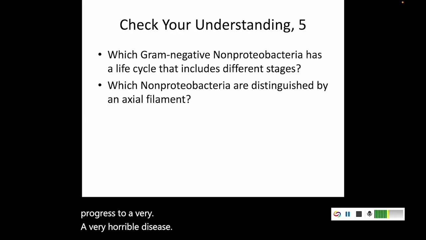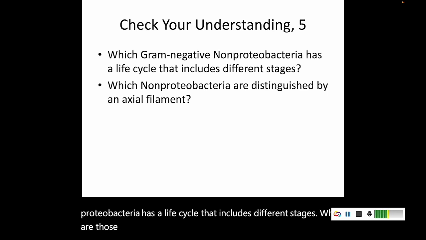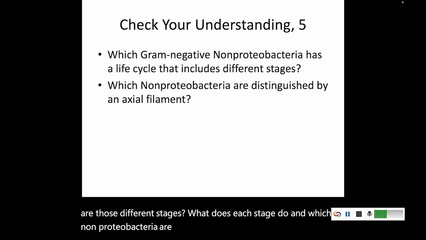Okay, so be able to describe which gram-negative non-proteobacteria has a life cycle that includes different stages. What are those different stages? What does each stage do? And which non-proteobacteria are distinguished by an axial filament.